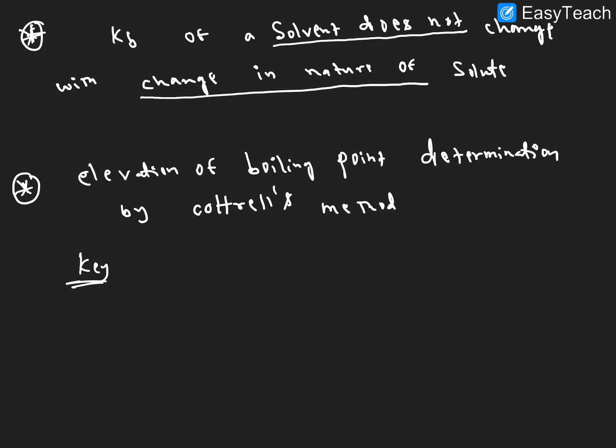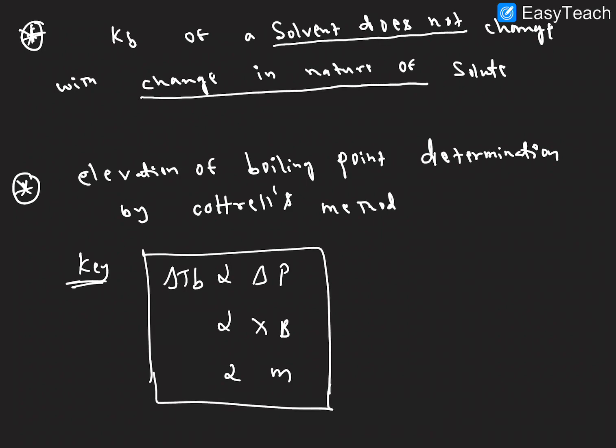One key point here: delta TB is directly proportional to the lowering of vapor pressure, and it is directly proportional to the mole fraction of solute. It is directly proportional to molality. So these are the relations.